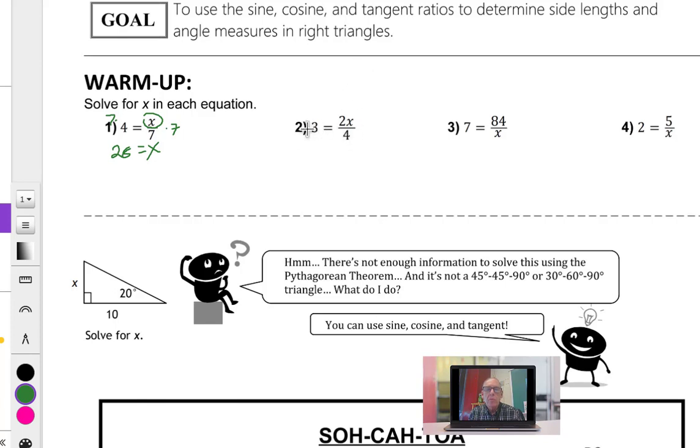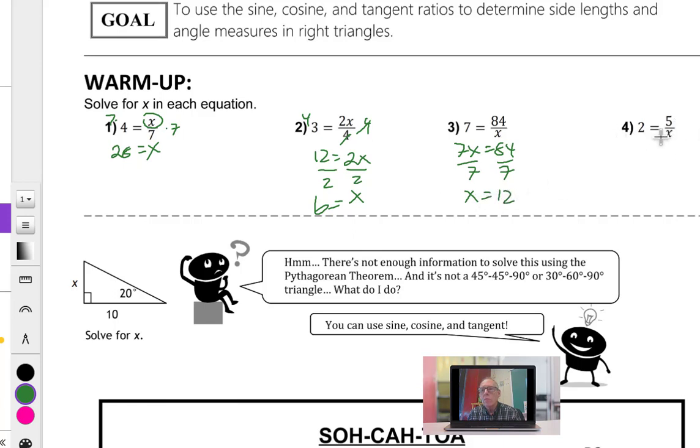For number 2, multiply both sides by 4. 12 is equal to 2x. And divide both sides by 2. X is equal to 6. For number 3, multiply both sides by 7. We get 7x is equal to 84. Divide both sides by 7. We get x is equal to 12.